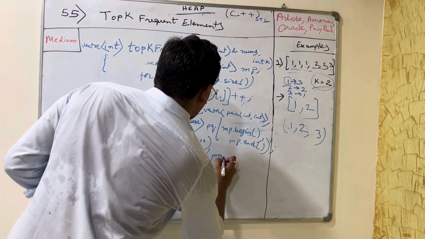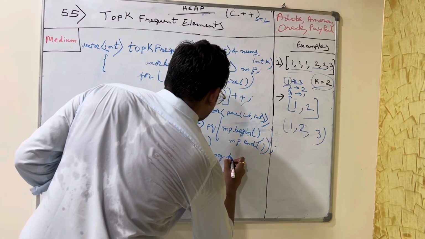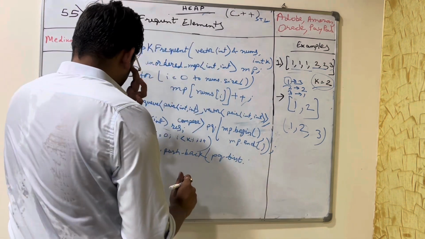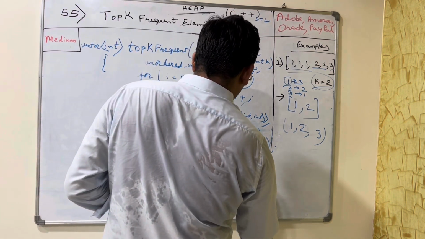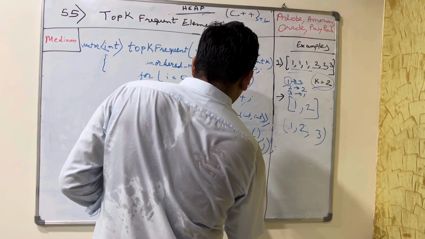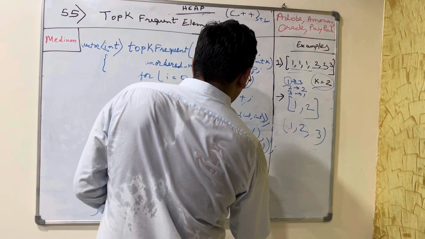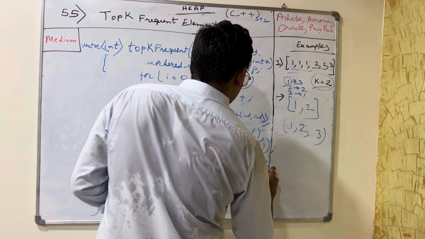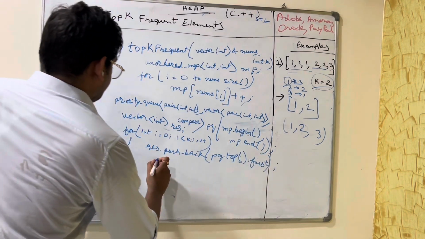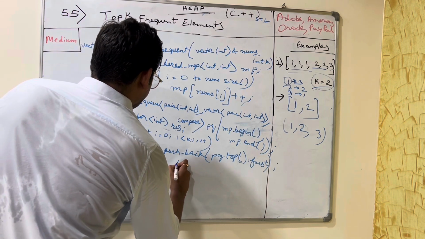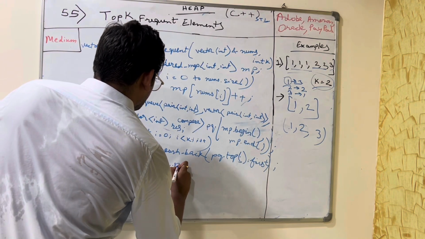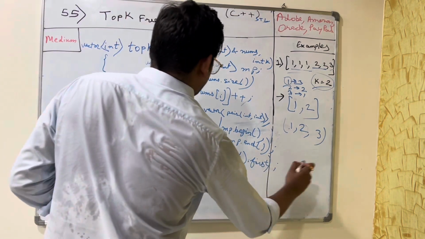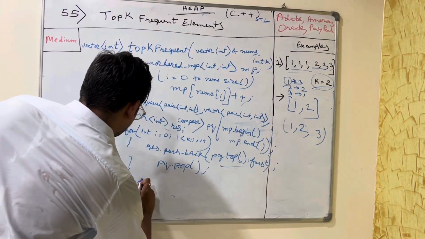pq dot top, which will be a pair, and we want only the first element, that is the element, not its frequency. Dot first, and then we will pop this pair, pq dot pop. In this way we will have the k frequent elements, and then we will return result.